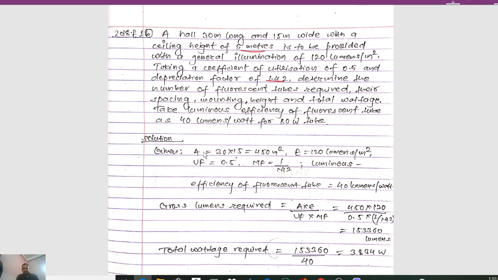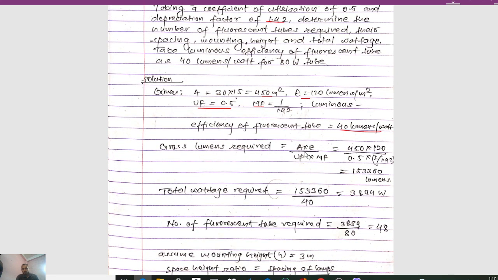Here we have the area given as 30 meter into 15 meter wide, it means area is 30 into 15, that is 450 meter squares. And similarly, illumination E is given as 120 lumen per meter square in the question. Similarly, the utilization factor is given as 0.5. And here we have MF equal to 1 upon 1.42. Since we have the depreciation factor given, the maintenance factor is calculated as 1 upon depreciation factor, so maintenance factor will be 1 upon 1.42. And the luminous efficiency of fluorescent tube is given as 40 lumens per watt.